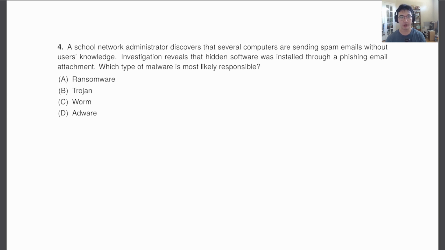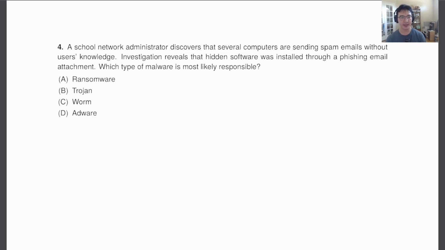B, is this a Trojan? The best way to explain Trojan is to think of the Trojan War. During the Trojan War, the Greeks gave a Trojan horse as a gift. However, hidden inside this Trojan horse were warriors, and when Troy received the gift inside their city, the warriors went out and conquered Troy essentially.